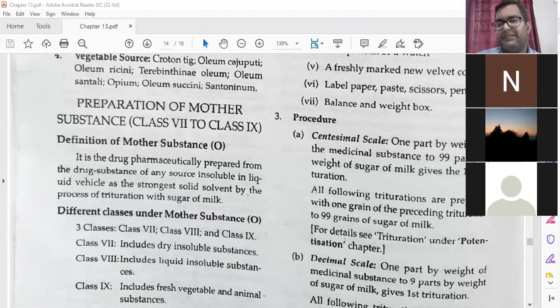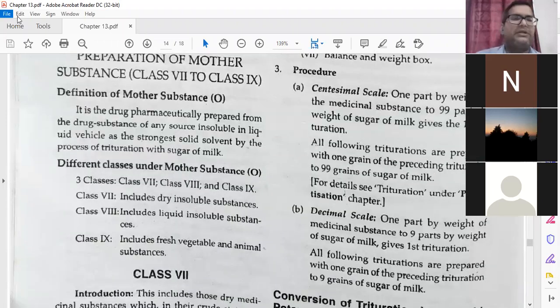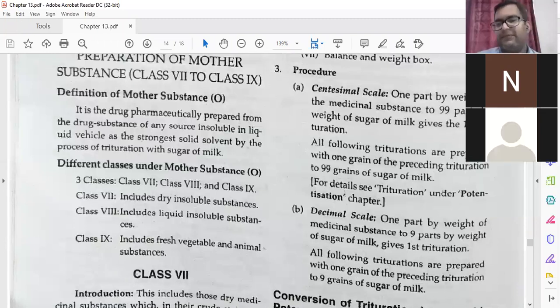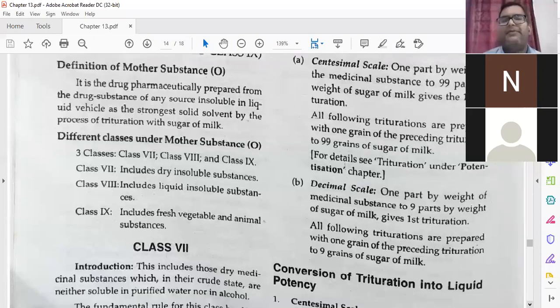Mortar and pestle we are also using, which is extra and was not used in earlier classes, because those were liquid potencies. Then the centesimal scale: 1 part by weight of the medicinal substance to 99 parts by weight of sugar of milk gives the first trituration. All following triturations are prepared with 1 grain of the preceding potency to 99 parts of sugar of milk.